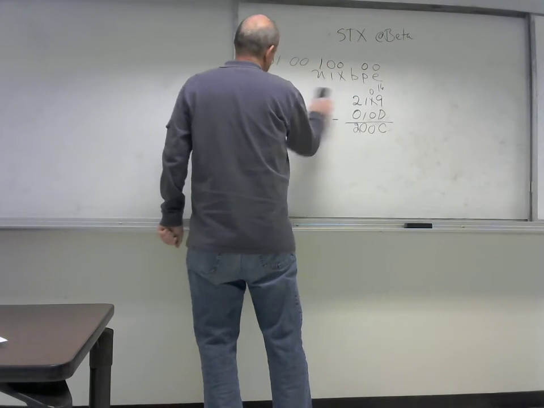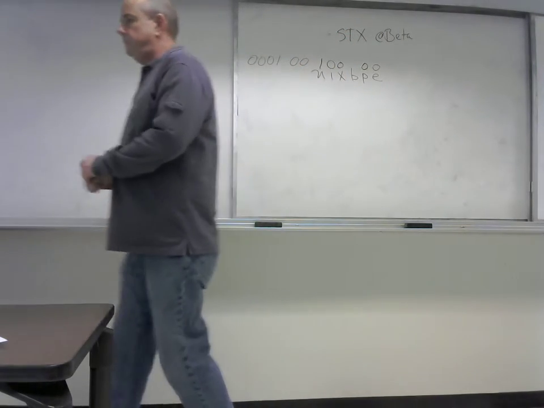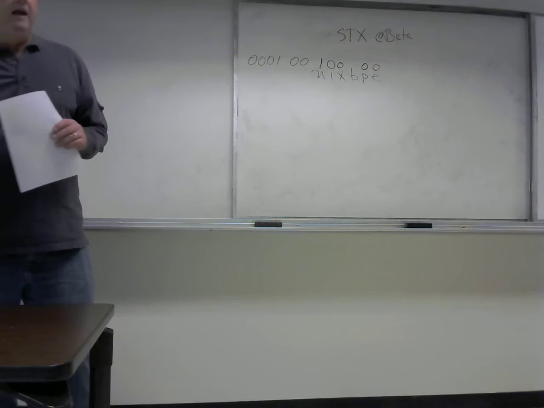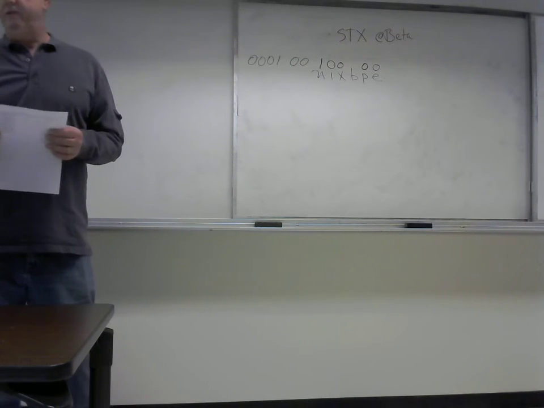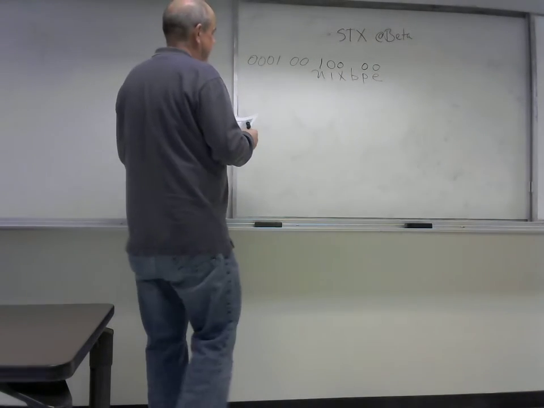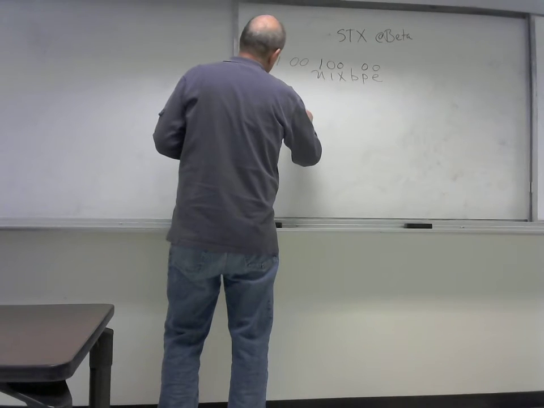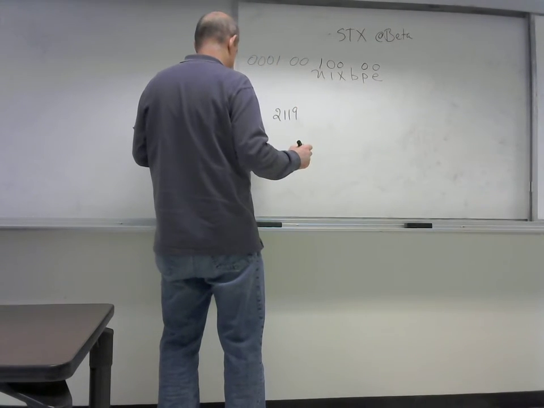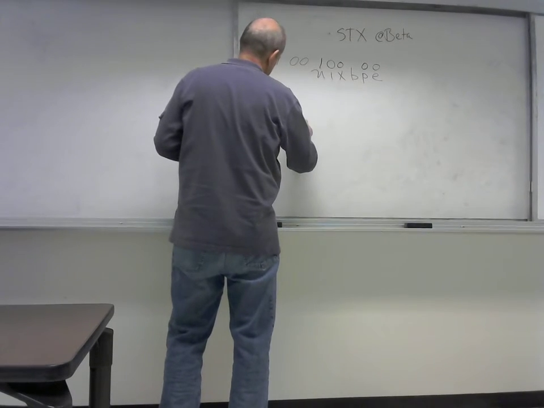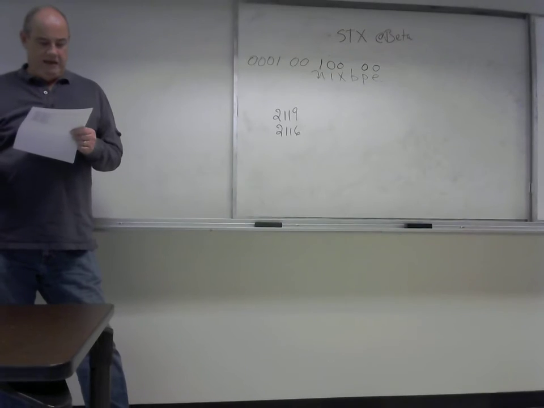So now we're going to do base relative. So how does that go? Destination minus base, right? Destination minus base. So beta, 2119. What's base? 2116. Like so. Yes? Okay.